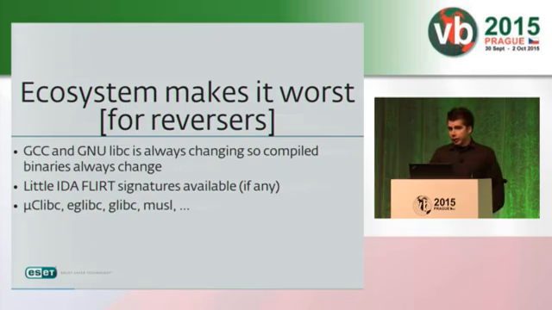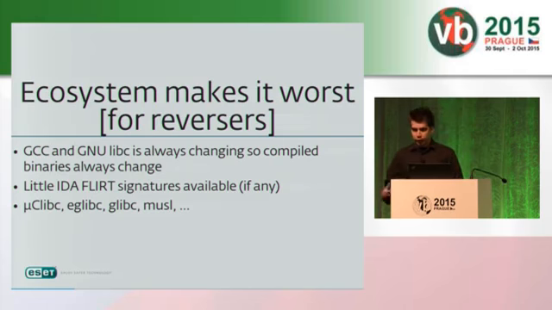Additionally, you don't only have the GNU libc, which is used in embedded system malware. You have uClibc, which is the case of Linux/Moose. You have eglibc, glibc, and musl. So a lot of C libraries are available to look at and to try to identify before you can start looking at the malware code.